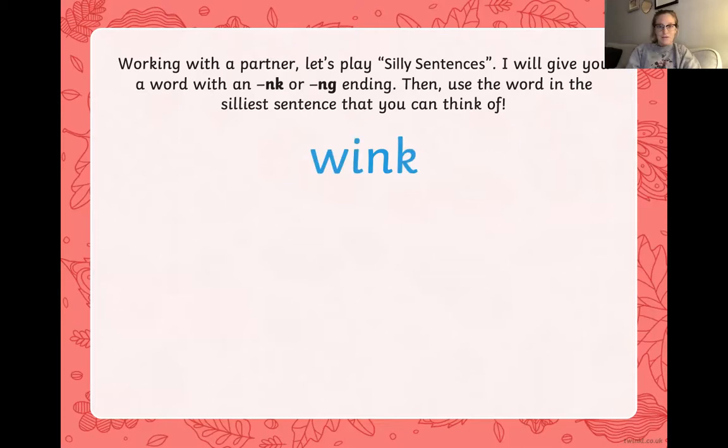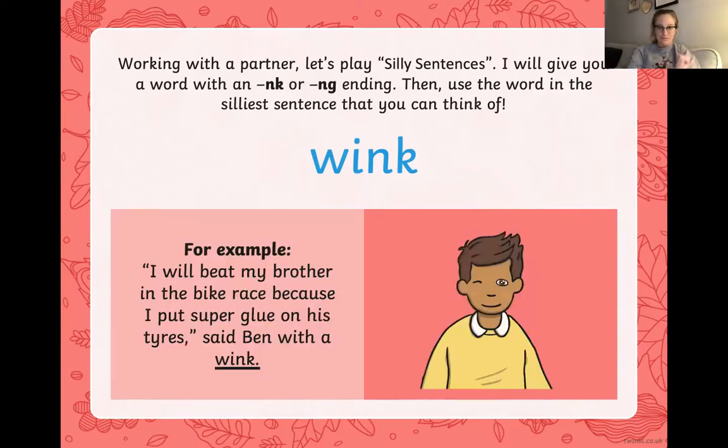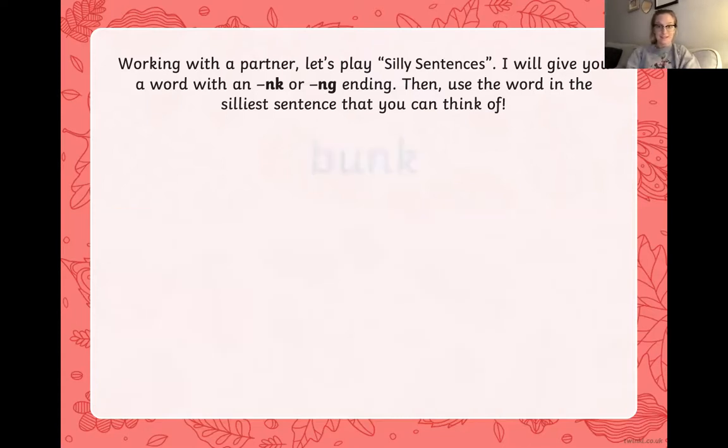Right. We've got the next word, wink. Make sure you pause the screen so you give yourself lots of time to write your sentence. Great, let's have a look at our example. I will beat my brother in the bike race because I put super glue on his tires, said Ben with a wink. My goodness, putting super glue on your brother's tires. Not a good idea, but quite silly.